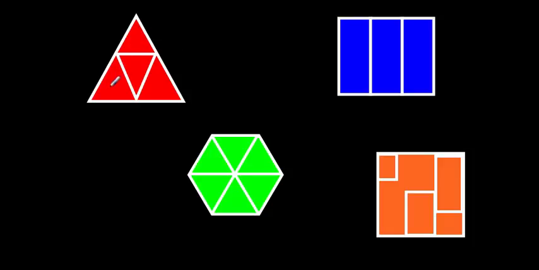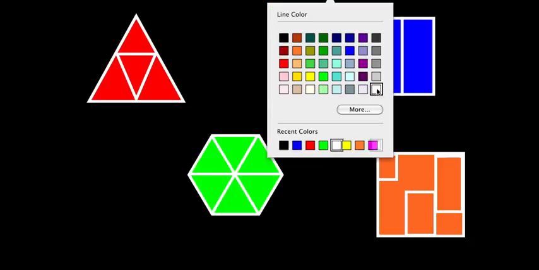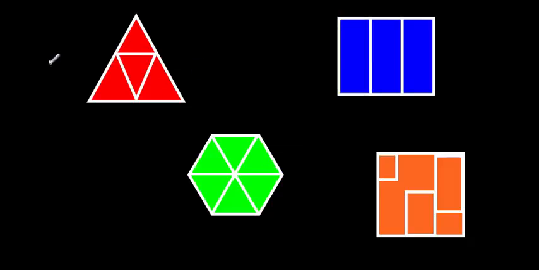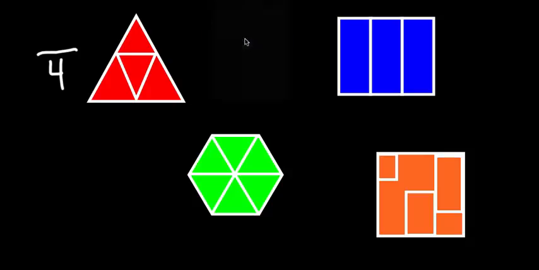This triangle has 1, 2, 3, 4 parts. So let's write that down real quick. Let's write down as the denominator that it has 4 equal parts, and all those are equal. Now let's start shading some of these parts in. And let's shade it in with my white crayon.